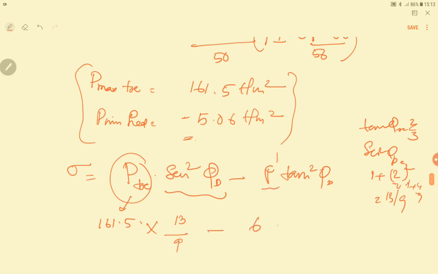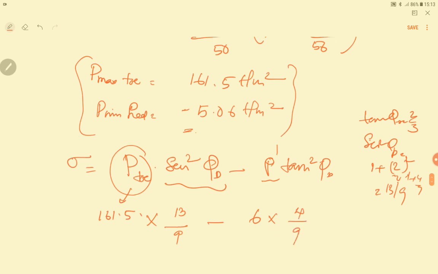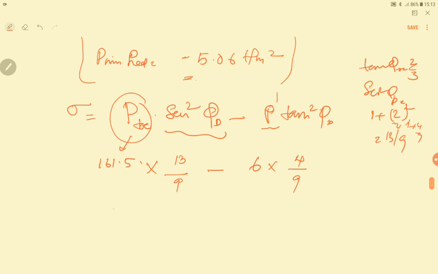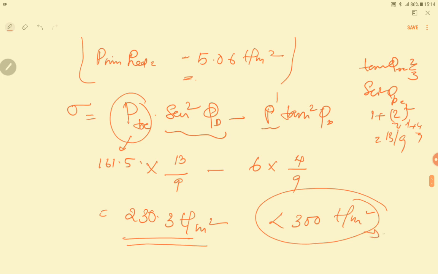So this value secant square will be 13 by 9 minus P dash, which is equal to 6, into tan square, which is equal to 4 by 9, 2 by 3 square is equal to 4 by 9. So this value you will get as 230.3 tons per meter square. So actually this is safe because up to 300 tons per meter square was our permitted value. So for compression, this is okay.